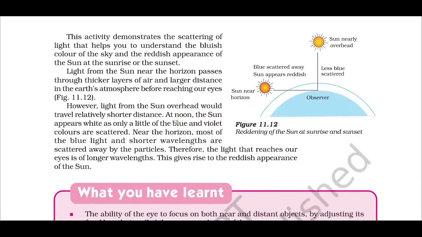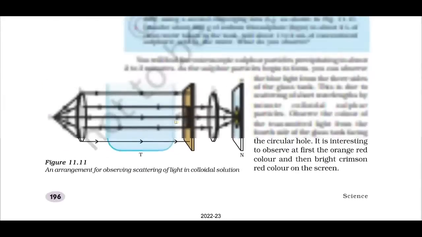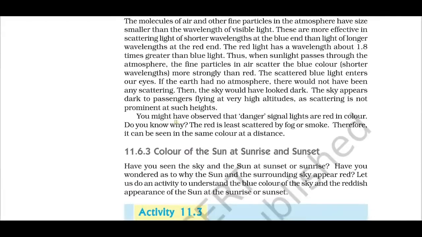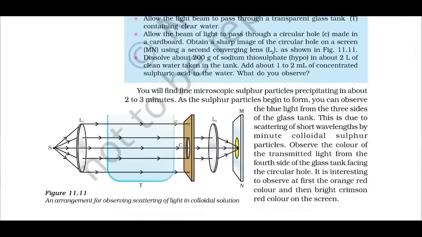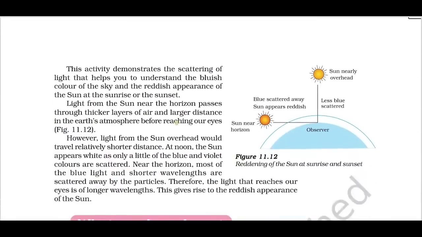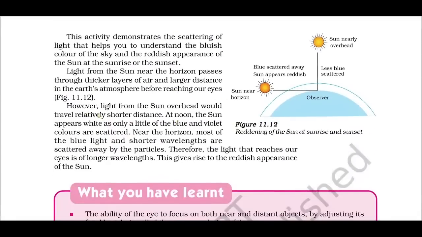So all these concepts I have explained in my state level and model paper key answers. You can go through those links. Tyndall effects, why sky appears blue, reasons for reddish appearance of the sun during sunset and sunrise, and why red color light is used as the danger signals.